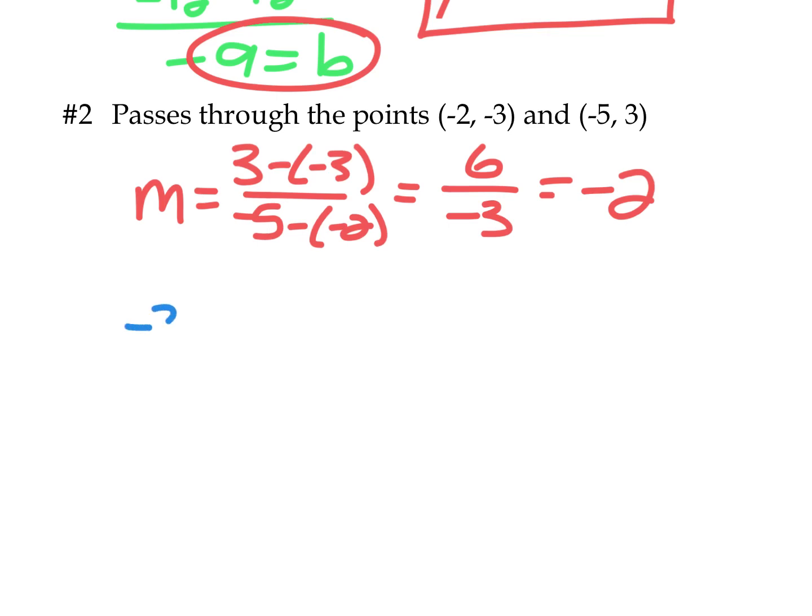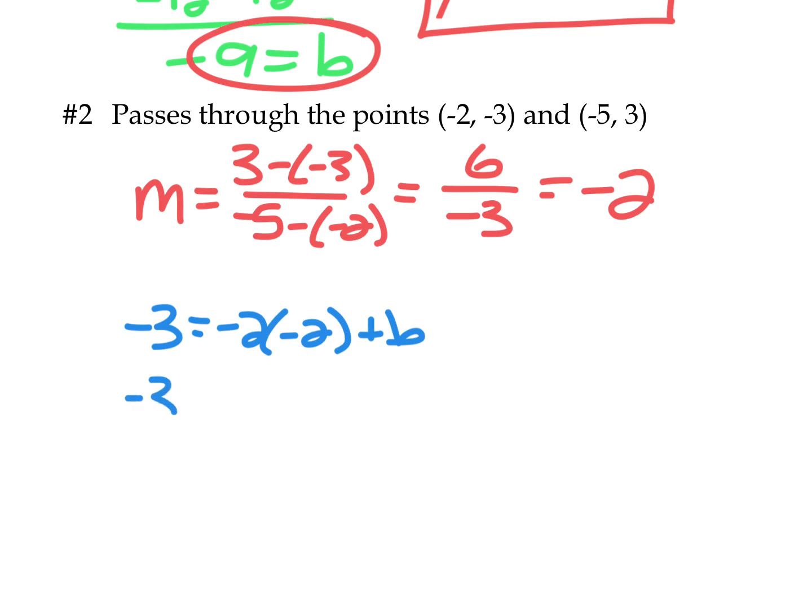So here we're going to have negative 3 equals negative 2 times negative 2 plus b. Right? I took my y. Negative 3 is my y, equals m. M is negative 2, x is negative 2, plus b. I've got my y equals mx plus b where I use the x and the y. Right? From this coordinate, make sure you plug the x in for x and the y in for y. I got my slope that I calculated, and now I can find the y-intercept.